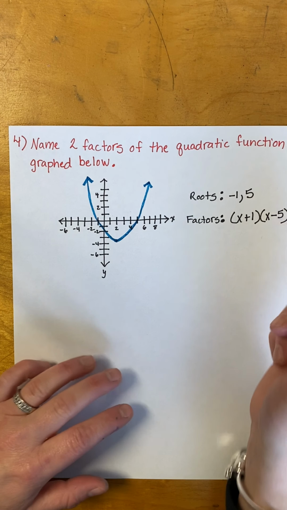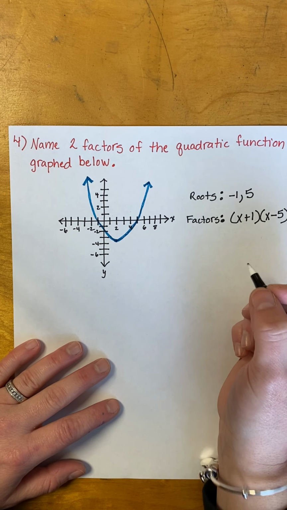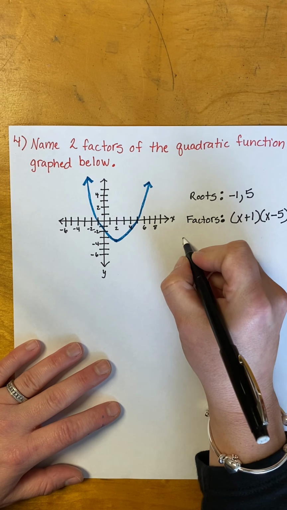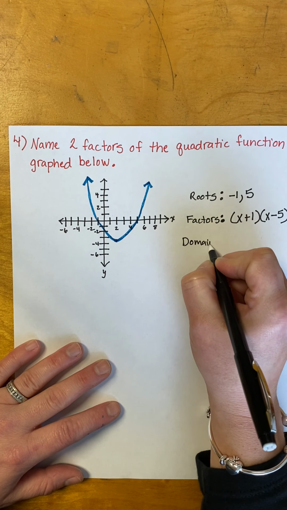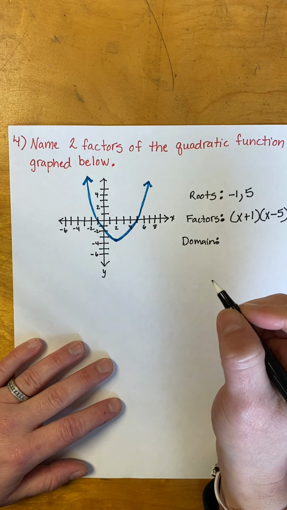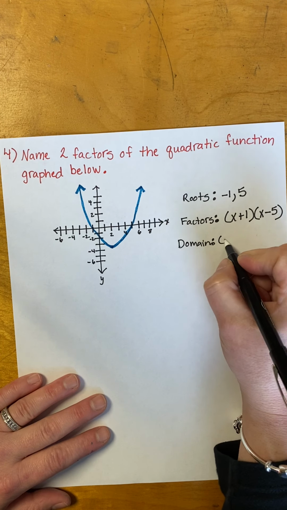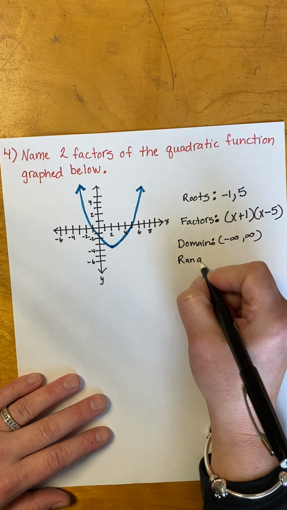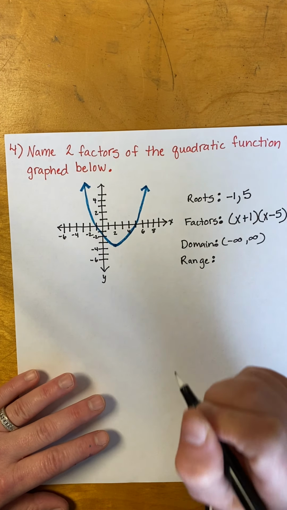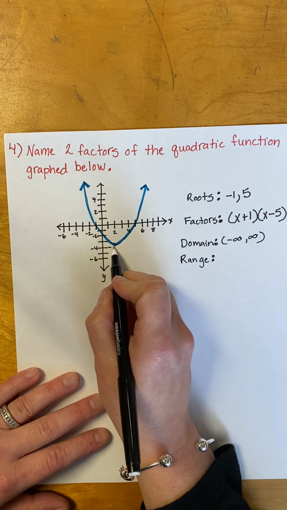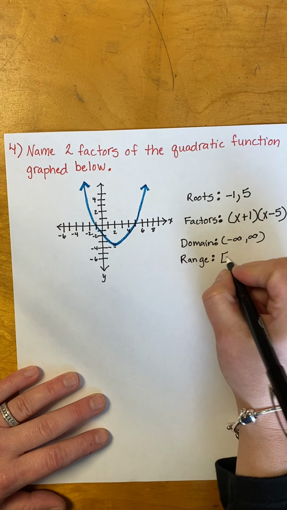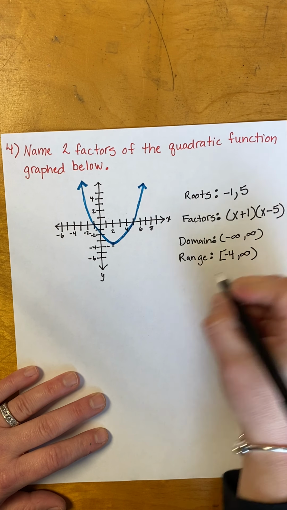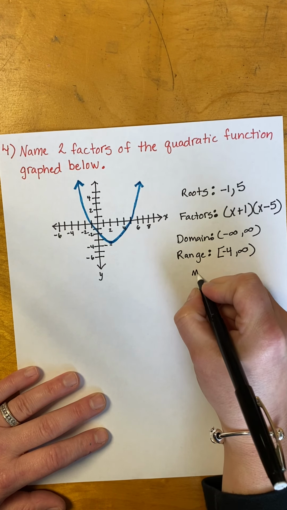While we're looking at this, because it is so much fun to do, what would the domain of this graph be? How far from left to right? Keeps going, negative infinity to infinity. How about the range? How low does it go? Right here at negative 4, and it goes on forever to positive infinity. So it has a minimum, right? It has a minimum of negative 4.